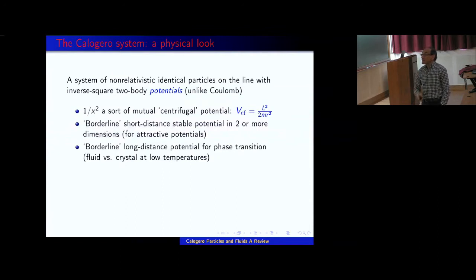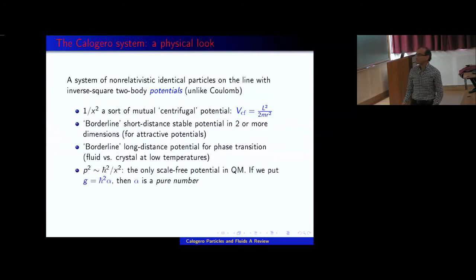It's also the borderline long-distance potential for phase transitions in 1 dimension. If the potential falls off like 1 over r squared or faster, then there is no phase transition and you get a gas. If it falls off slower than 1 over x squared, like say 1 over x or any other power, then at some finite temperature, you get a phase transition from a gaseous phase to a crystalline phase. And 1 over x squared is right in the middle. You can say that there is a phase transition at 0 temperature.